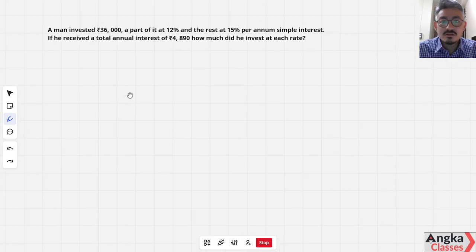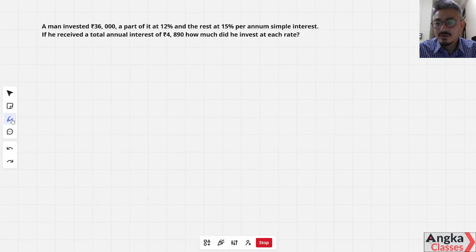So, linear equation word problem continued. This is a very simple question. Let us proceed. A man invested 36,000 rupees, a part of it at 12% and the rest at 15% per annum simple interest. If he received a total annual interest of 4,890, how much did he invest at each rate?